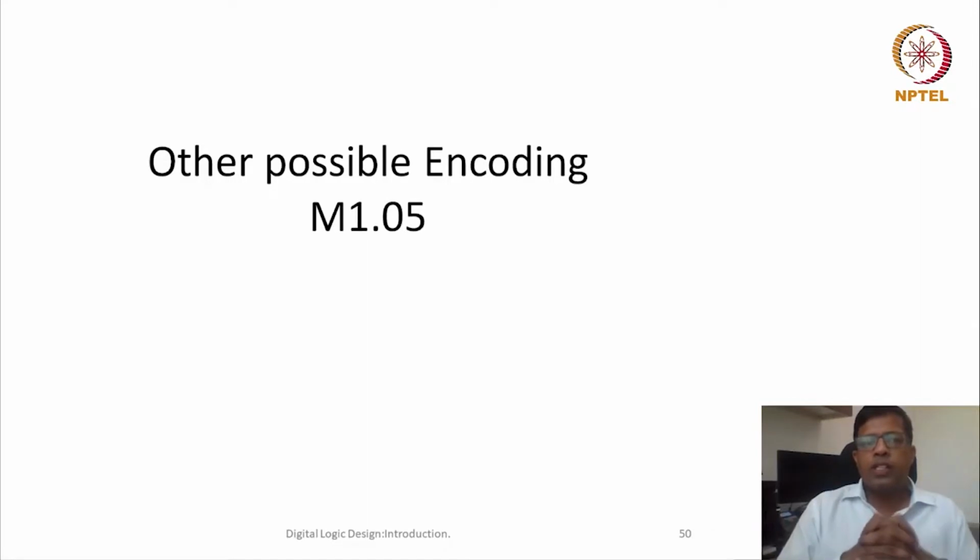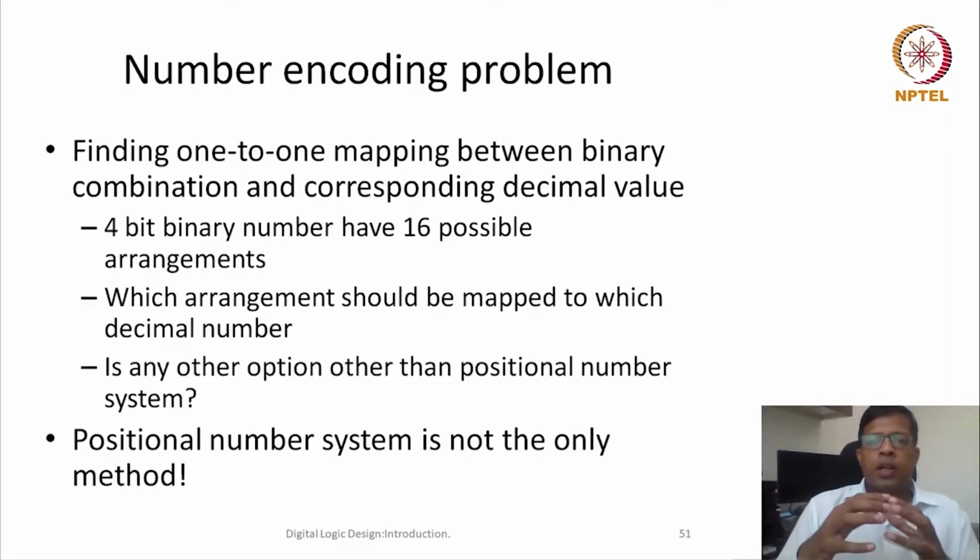Today we will discuss what are the other possibilities of encoding numbers using binary. So, let's reiterate the problem from when we were doing the initial lectures. We have seen that a 4-bit binary number has 16 different possible arrangements. Each of these 4-bit arrangements could correspond to a number.